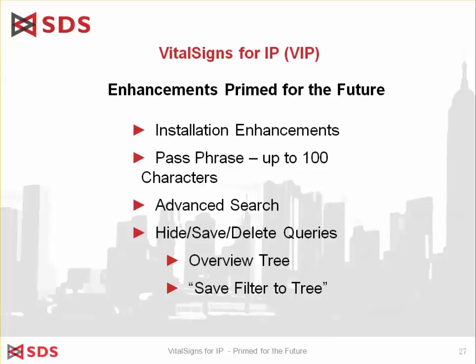The overview starts as a list of the product's built-in data queries. Click on a node in the list. VIP displays the selected data table. You can add new queries to the list by applying an advanced filter to a table, then clicking on the button labeled Save Filter to Tree.